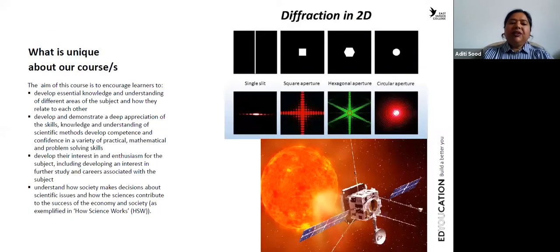So what is unique about our course? The aim of this course is to encourage learners to develop essential knowledge and understanding of different areas of the subject and how they are related to each other. I just gave you an example in the previous slide that in module 3 we'll study the forces in motion, and they further will be used in circular motion and oscillation. So this kind of relationship between different concepts is also known as synoptic linking.